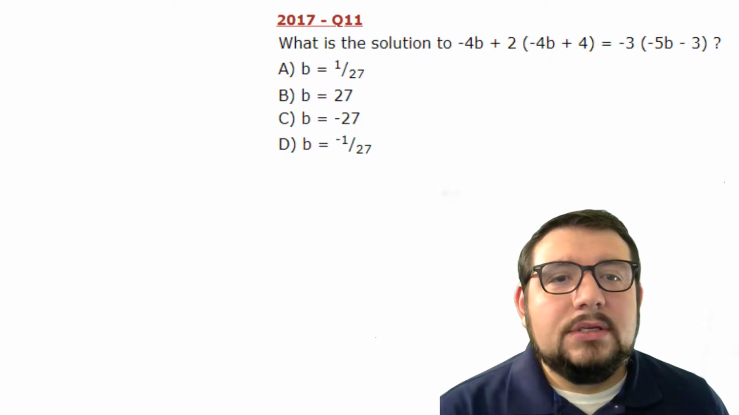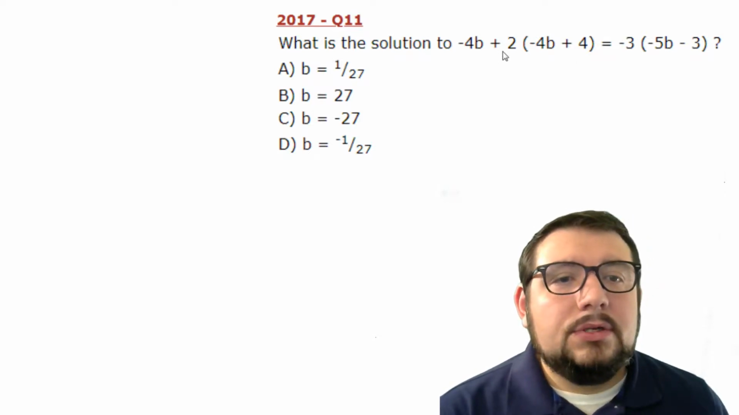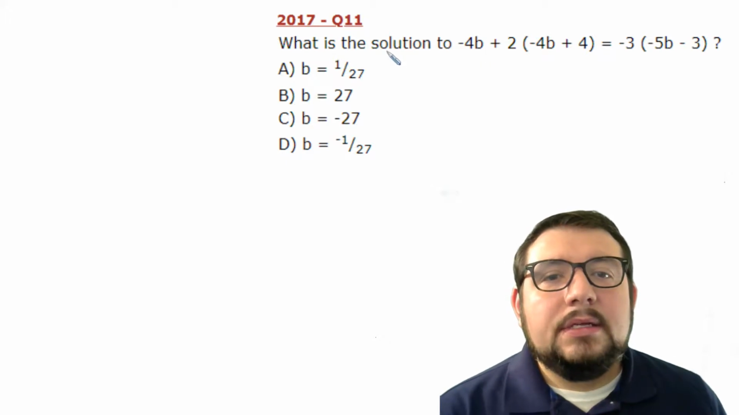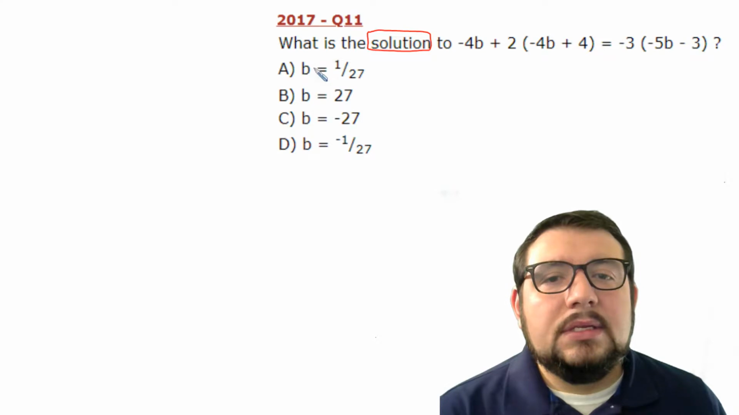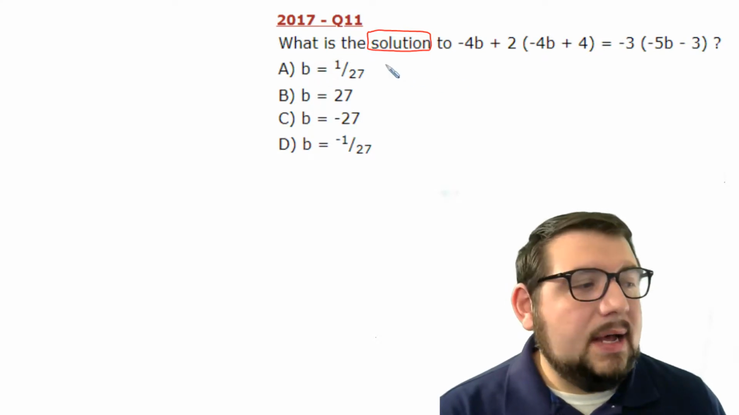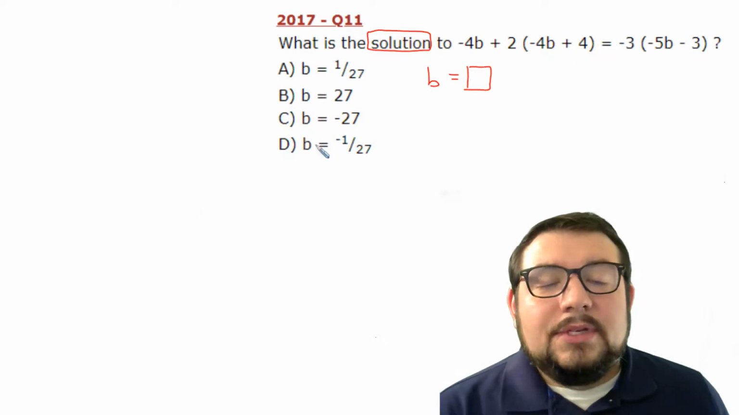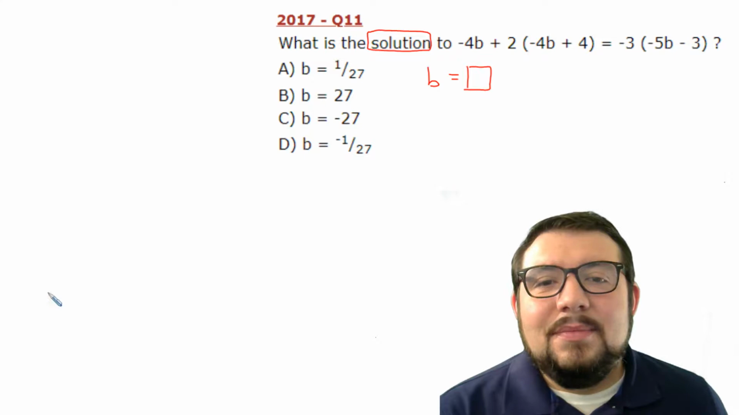It says, what is the solution to negative 4b plus 2 times some quantity equals negative 3 times some quantity? Okay. And basically, we're just going to find the solution. Solution is basically a keyword that means they want my answer to look like these options right here, which is a number equals a letter, or I'm sorry, a letter equals a number. Okay. So that's going to be my final goal.